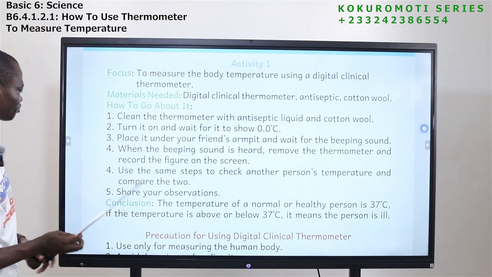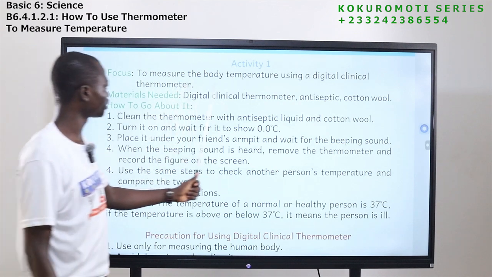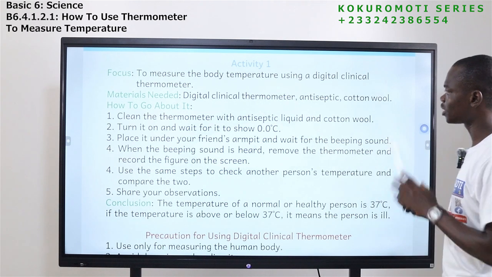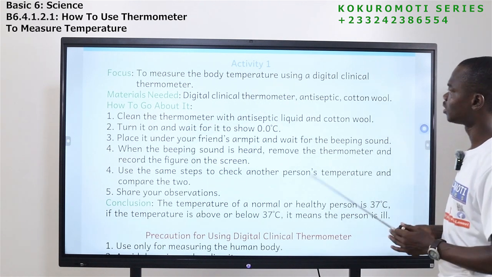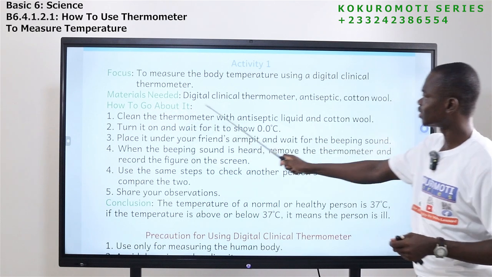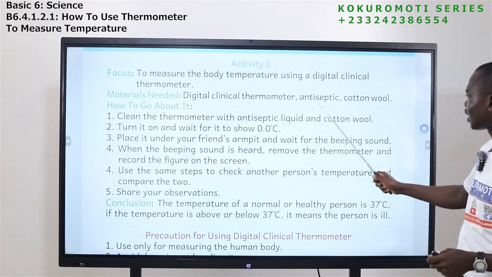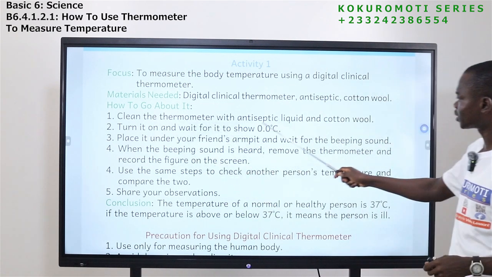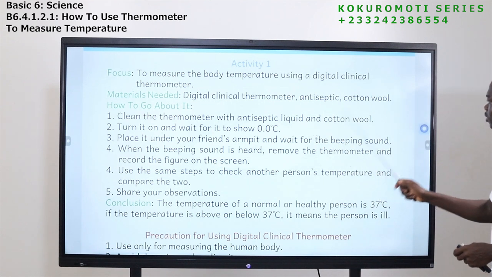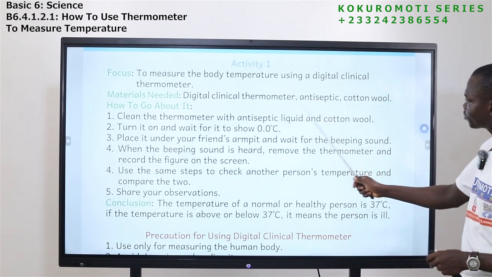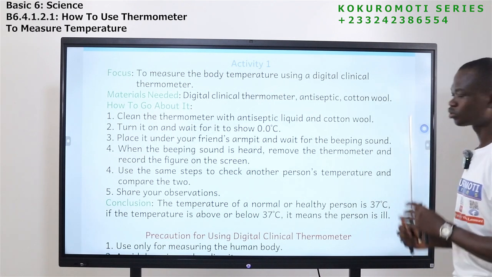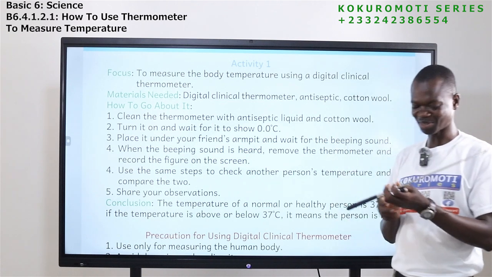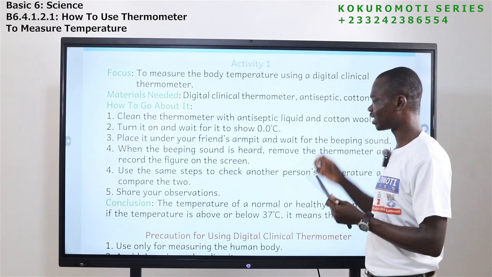Now let's look at this activity. The focus is to measure the body temperature using a digital clinical thermometer. So here we are going to use a digital clinical thermometer to measure the temperature of the body. Materials needed: digital clinical thermometer, antiseptic, cotton wool. These are the things that we will need. How to go about it? Number 1, clean the thermometer with antiseptic liquid and cotton wool, because before you measure the temperature of a person, you have to clean it.